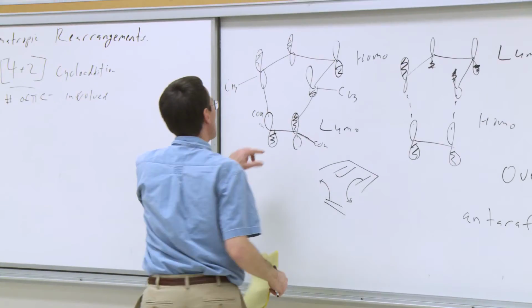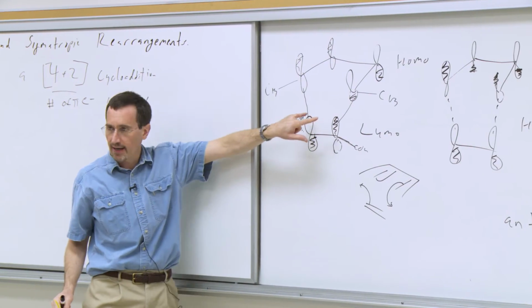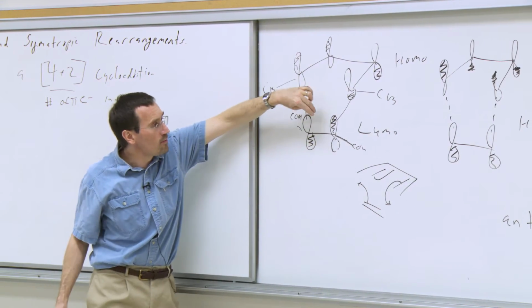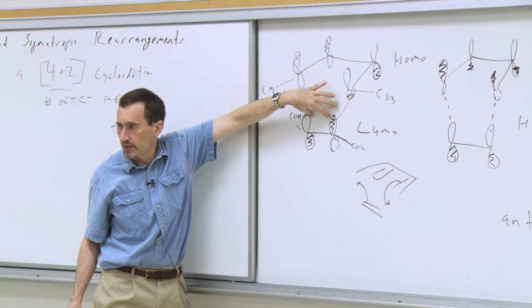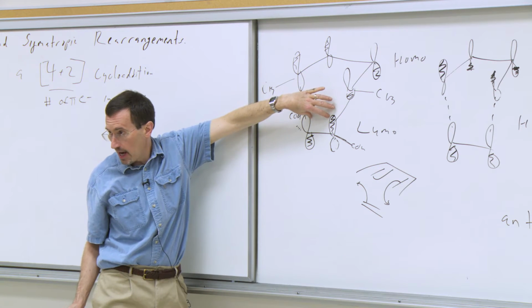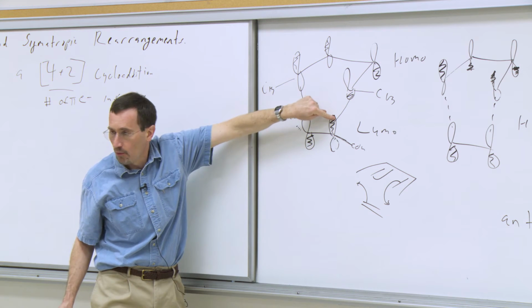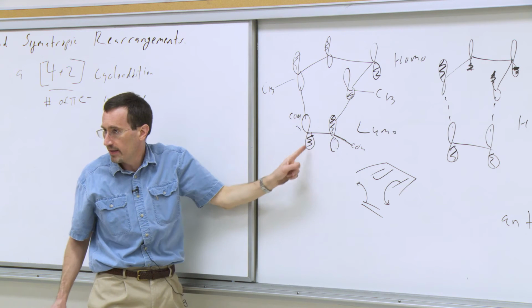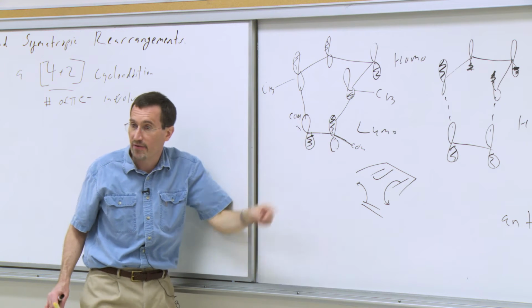And we are suprafacial with respect to the dienophile. We're swooping in above using the two lobes on one side, not one lobe on one side and one lobe on the other side. That would be antarafacial.